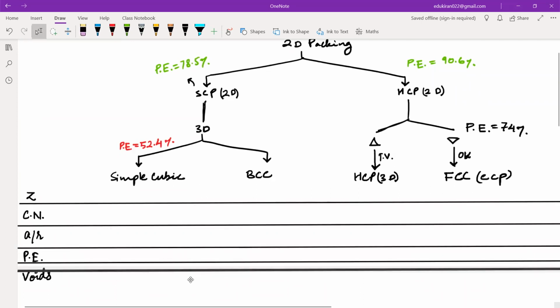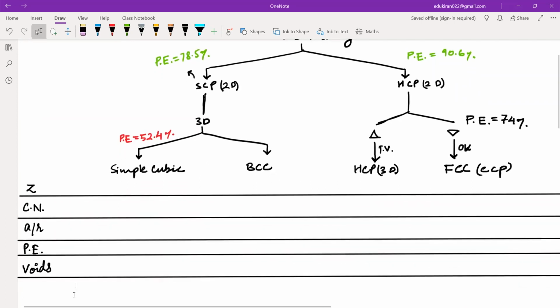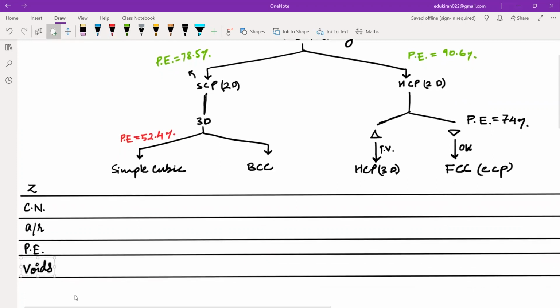देख के बताइए कोऑर्डिनेशन नंबर. लिखा है ना हमने कोऑर्डिनेशन नंबर कि नहीं लिखा है? आई होप लिखा हो. 6. 6, right. So for simple cubic, the Z is equal to 1. Coordination number is 6. What is the relationship between A and R? A is equal to 2R. Very good. What is the packing efficiency?